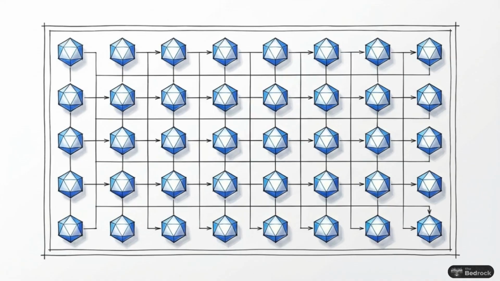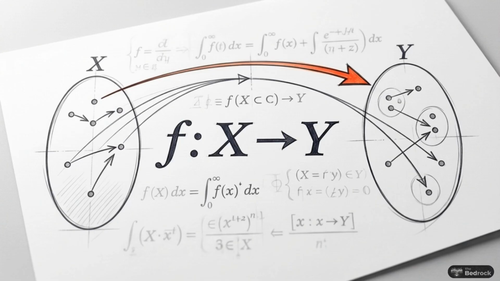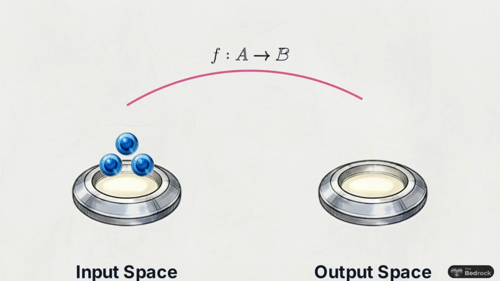The reason your digital life doesn't collapse into total chaos every time you open an app comes down to a single ancient mathematical contract: the function. A mathematical function is simply a strict rule. It takes items from an input space and maps them to an output space.